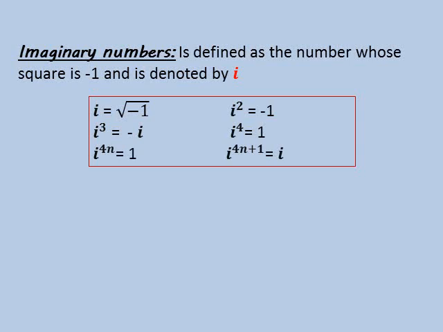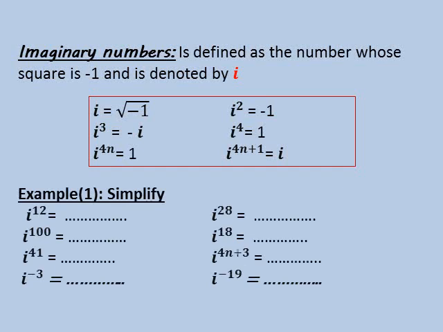For any multiple of 4, i⁴ⁿ = 1. But what about i⁴ⁿ⁺¹? We said that i⁴ⁿ equals 1, so the remainder in the power will be 1, i¹, which equals i. We will practice more on the powers of i.